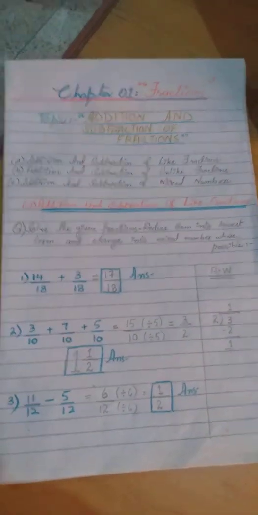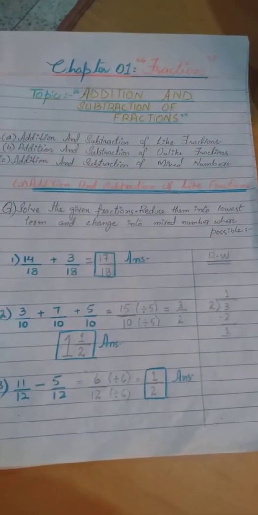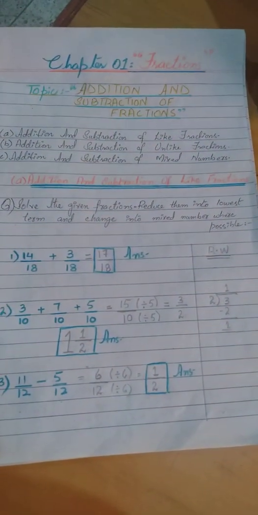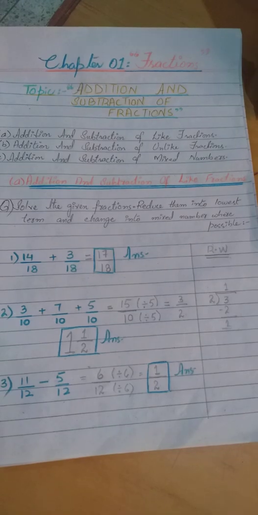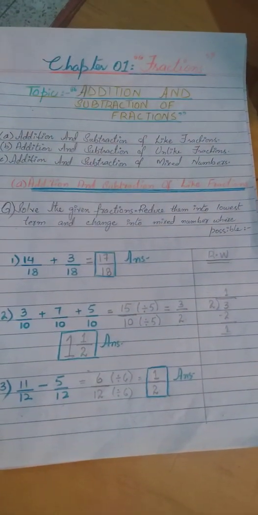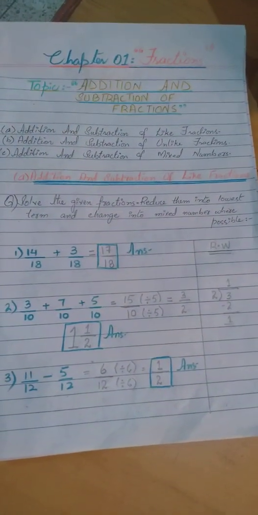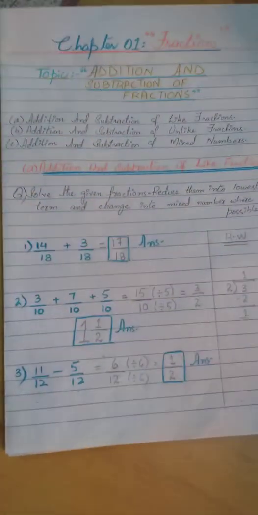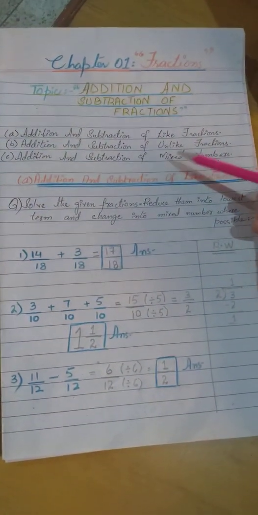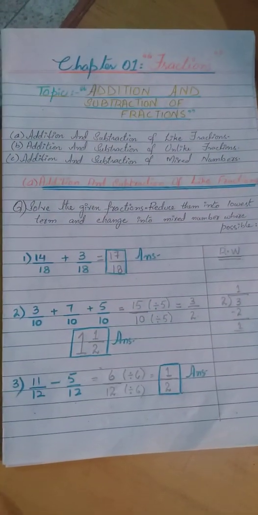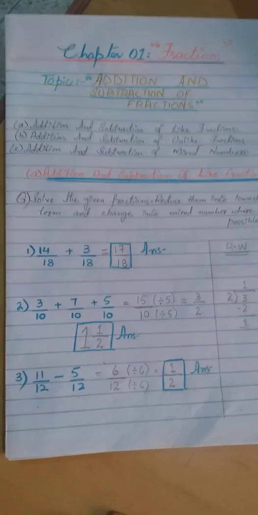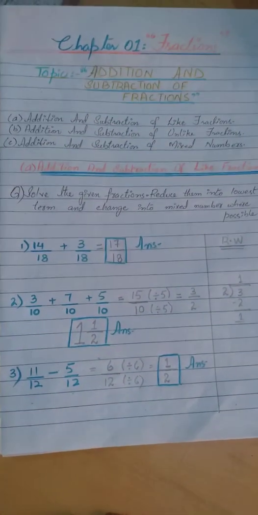So students, as I have shown you the three examples of the addition and subtraction of like fractions, these are very simple. The addition and subtraction of like fractions is the simplest among these types of fractions. So I hope you understand. In the second part of the video, you will learn how to add and subtract unlike fractions.